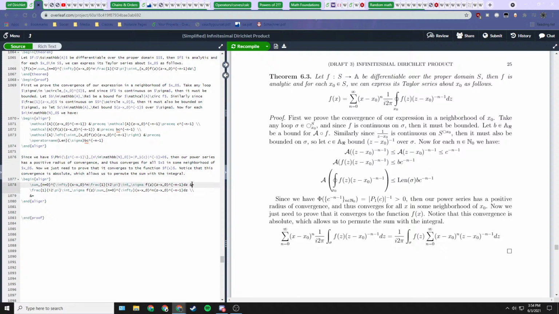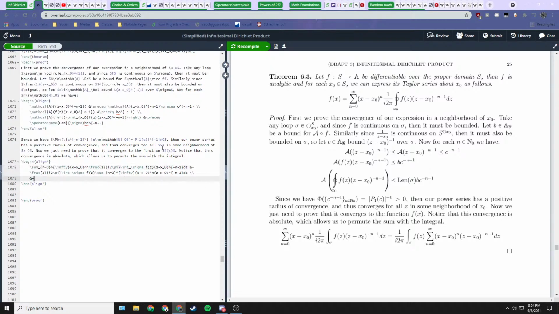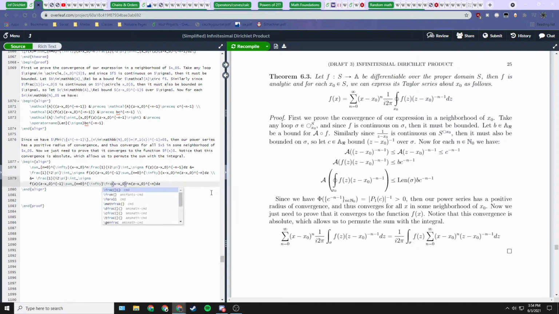And now we just have a geometric series, actually. So we're gonna leave one of these powers on the outside. Now this should be inversed. So this is just a geometric series, which we've already investigated. So this is x minus x0. We can do a fraction.